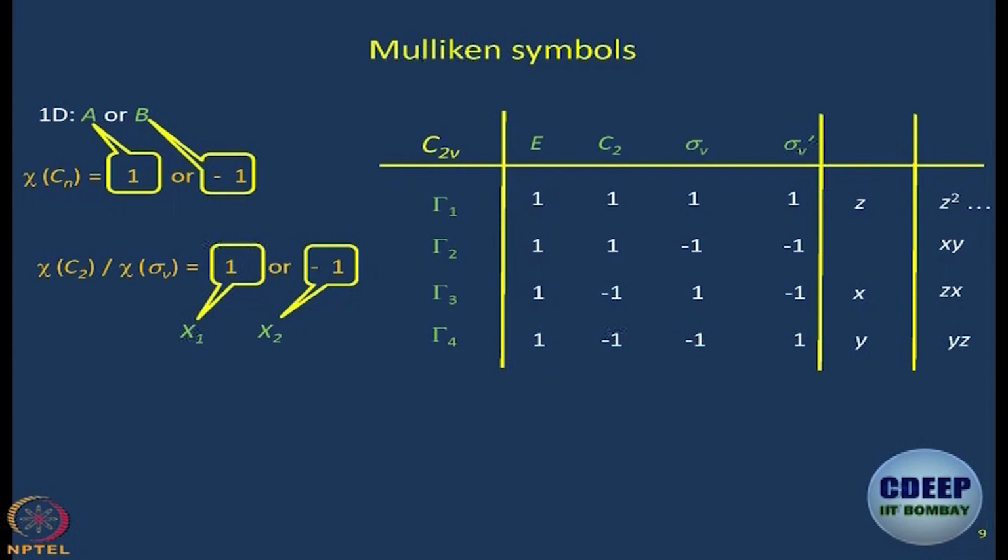So, xy belongs here. What about yz? Yz and xz are very easy because z is 1 1 1 1. So, xz and yz will belong to the same irreducible representation as x and y respectively.